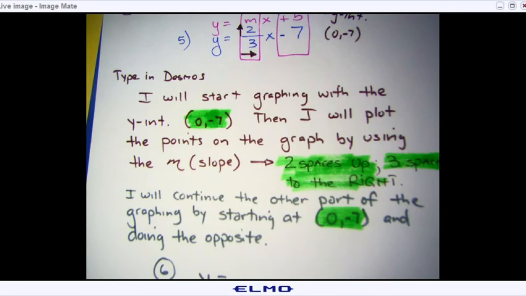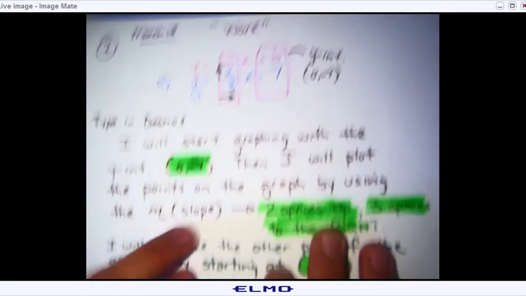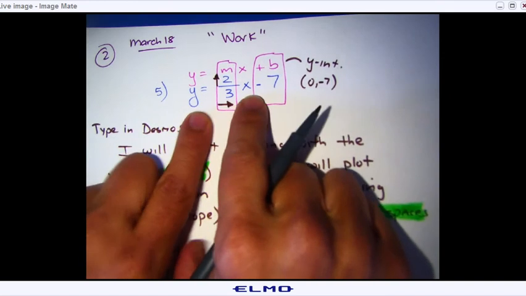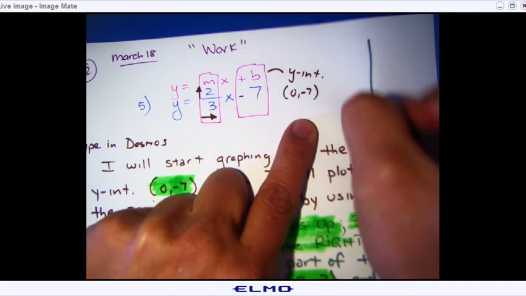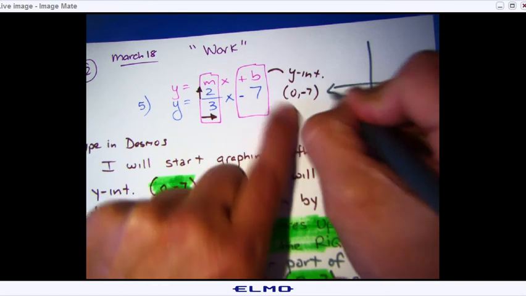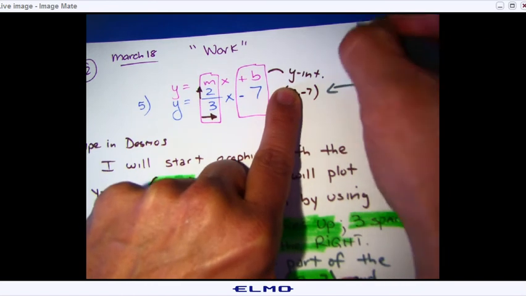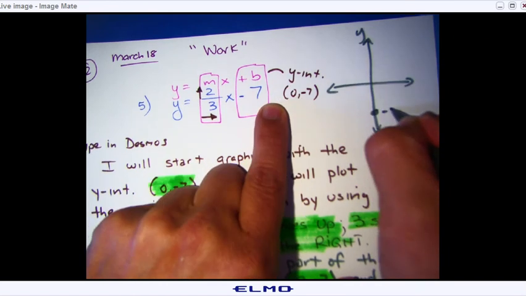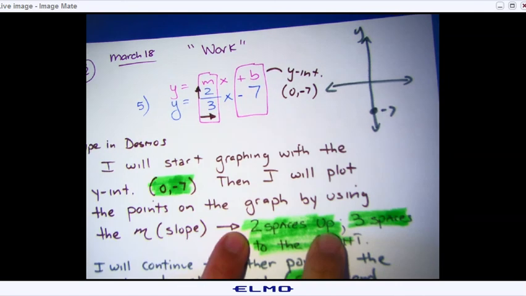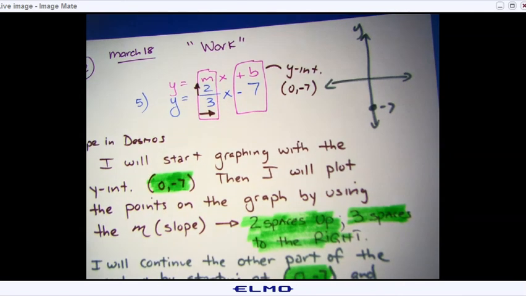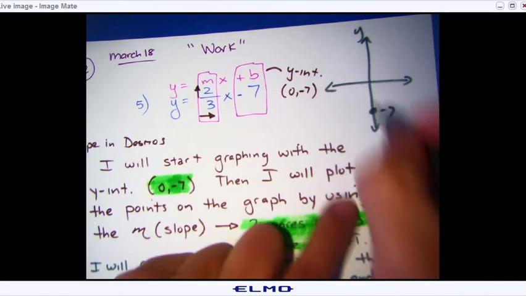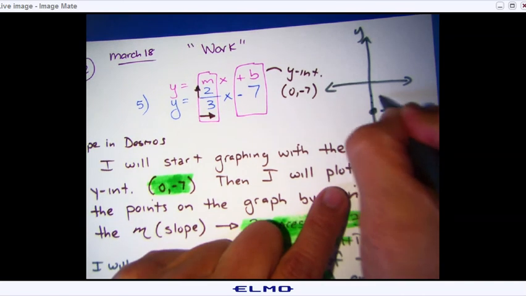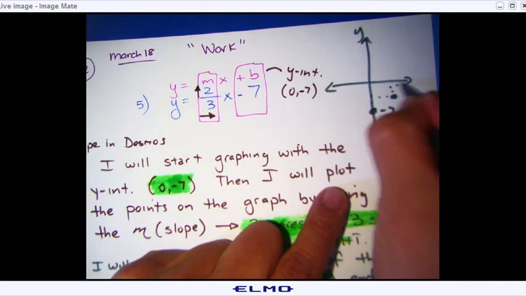I don't even know where I ended. So again, on this one, you're gonna start with 0, -7, which is on the y because it's a y-intercept. Then you're going to go 2 spaces up, 3 spaces to the right, 2 spaces up, 3 spaces to the right, and keep going.